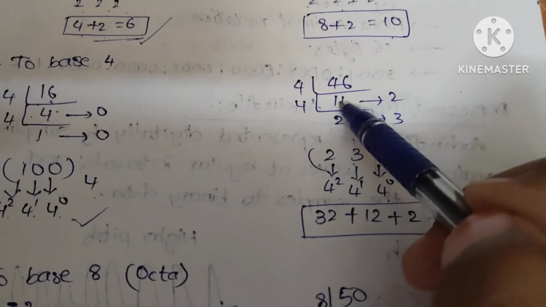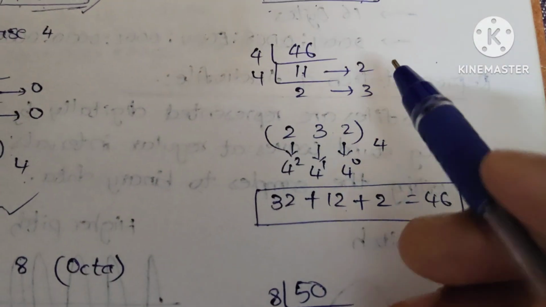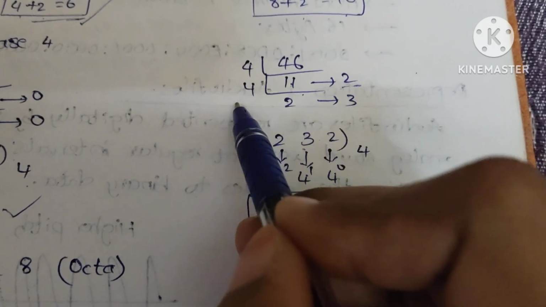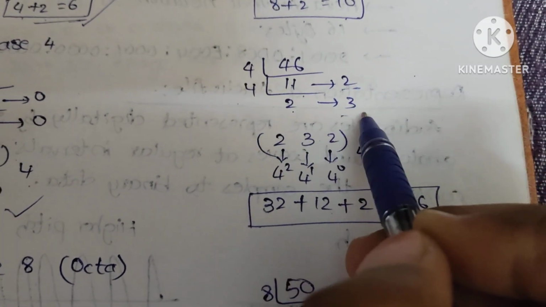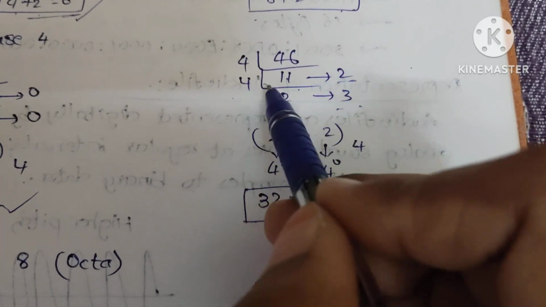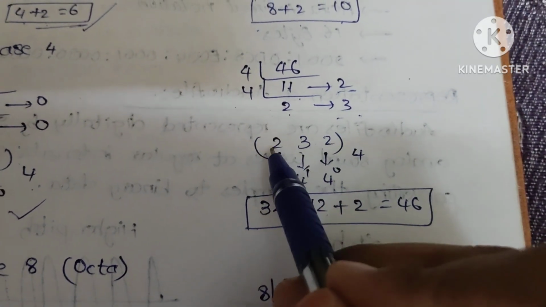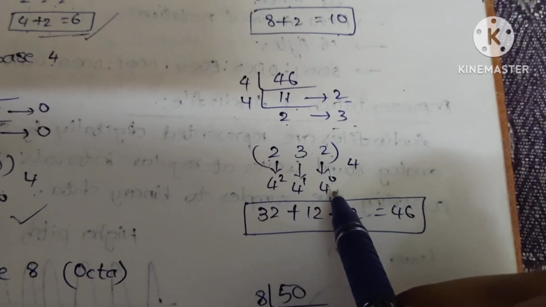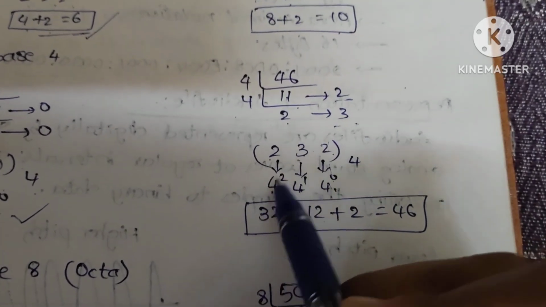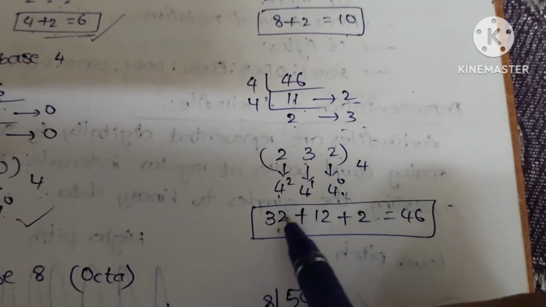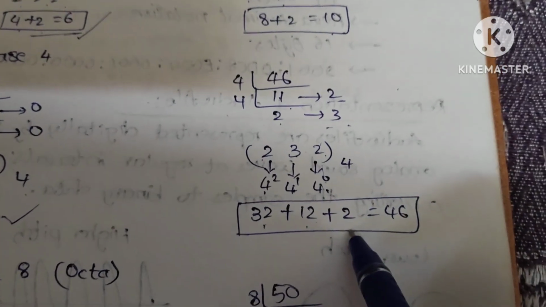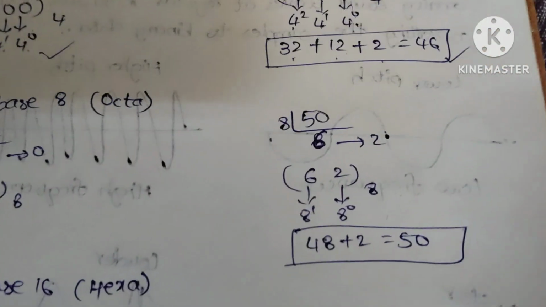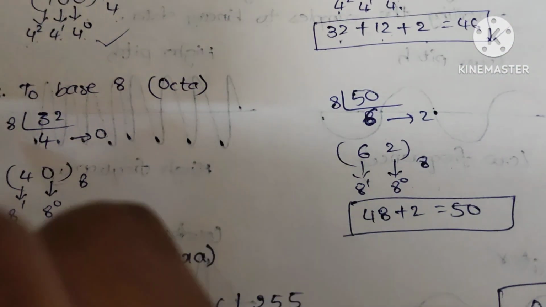And the second example is 46. 4 11s are 44. The remainder is 2. 4 2s are 8 and the remainder is 3. As it is less than the divisor, we have to stop and write the number 232. So again from the right side, 4 power 0, 4 power 1 and 4 power 2. Evaluate, that is 32 plus 12 plus 2, which is equal to 46. So it is right.